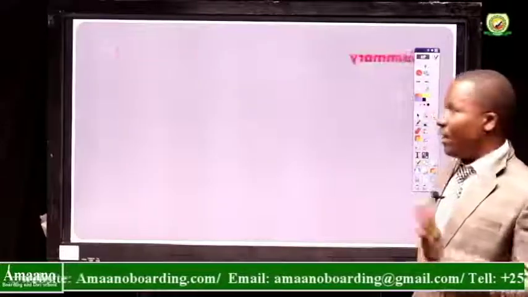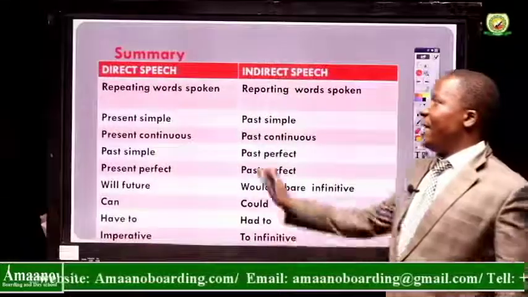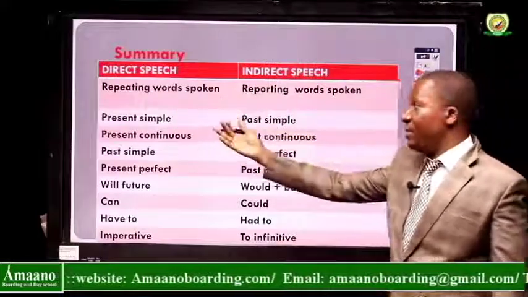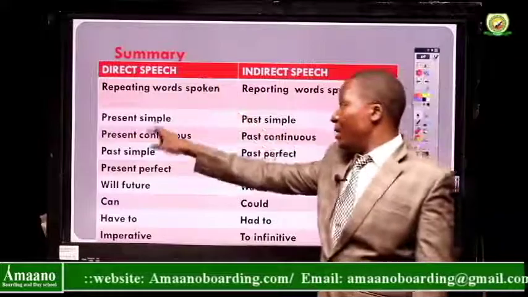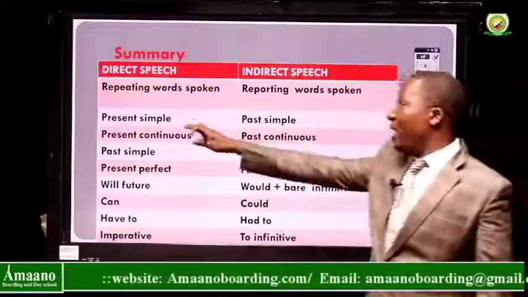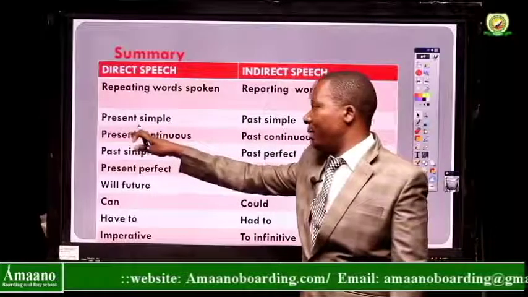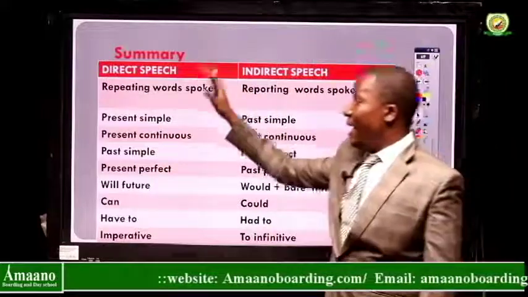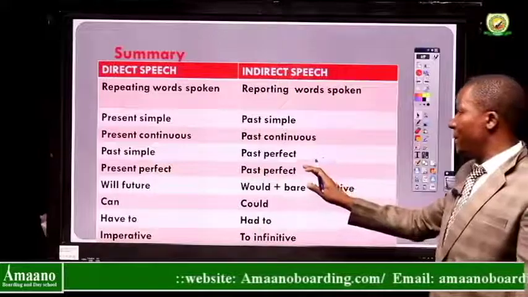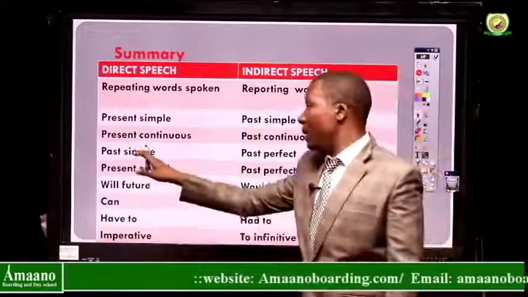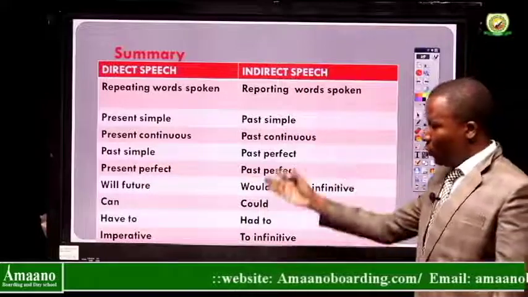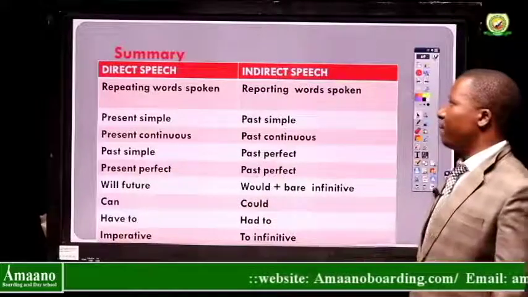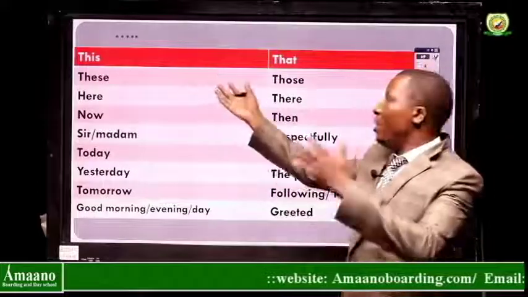Now, in summary, what we are saying is this: direct and indirect speech. Direct speech is simply repeating whatever has been said, but indirect, we are reporting. Direct, we use present simple; indirect, we use past simple. Direct, we use present continuous; indirect, we use past continuous. Direct, we use past simple; indirect, past perfect. So go through that. You also find that in direct we can use imperative, and in the other one we use the infinitive.